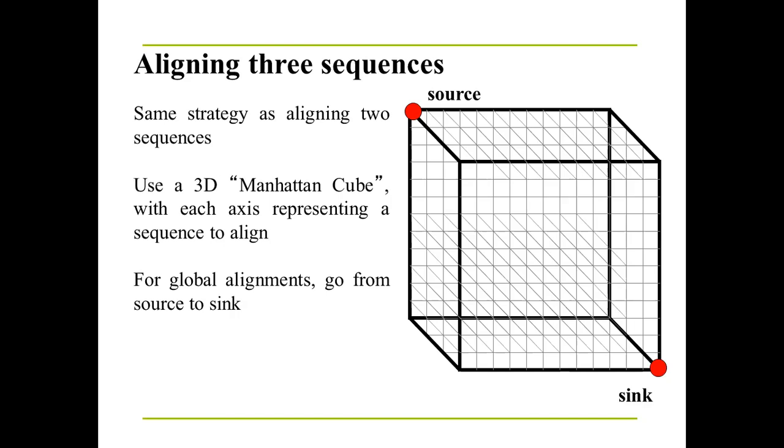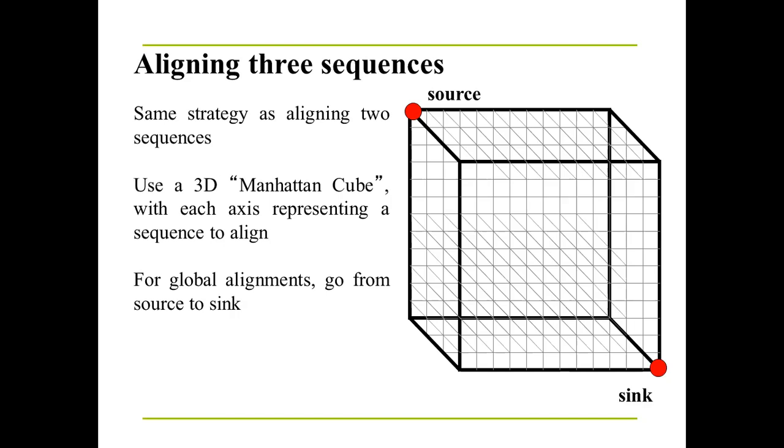Aligning three sequences uses the same strategy as aligning two sequences. In two sequences, we align sequence A with sequence B. In three, there are different methods. First, we align A and B, then we align A and B with C, or sometimes we align all three sequences simultaneously.